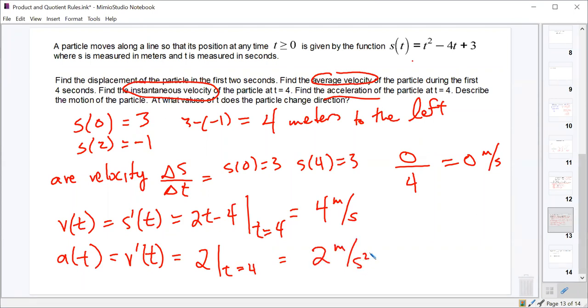Exactly. Good. And what if I had said, what's the acceleration at t equals 1? It would still be 2, right? And what if I said, what's the acceleration at t equals 1,000? It'd still be 2, right? Because the variable fell out. It's just that constant. Everybody good with that part? Yes.